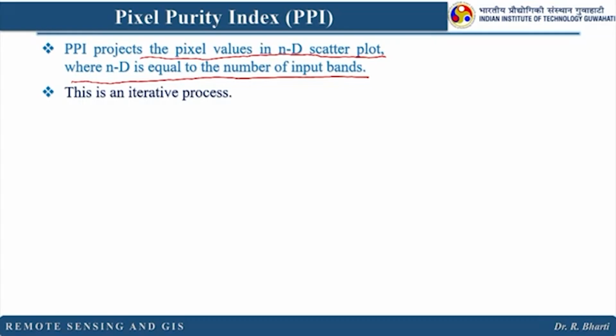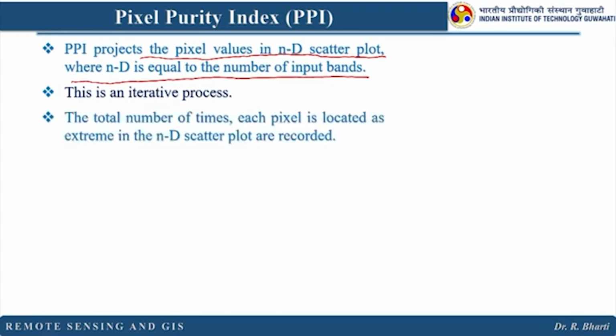This is an iterative process. So, again it has to be modified or critically reviewed so that you can find only the pixels which are coming in the extreme. That I will explain to you. The total number of times each pixel is located as extreme in the n-dimensional scatter plot is recorded.